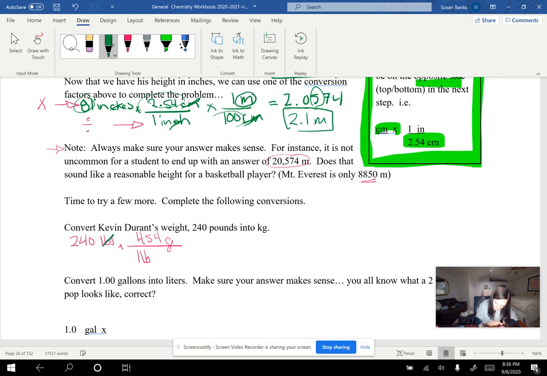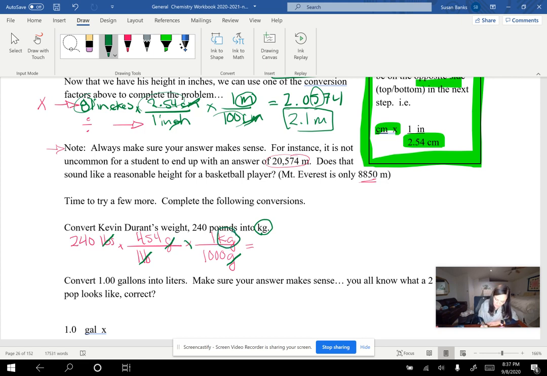Notice my unit of pounds cancels out, and I'm left with grams. But I don't want grams. I want kilograms. So I need to remember how many grams there are in a kilogram. If I remember, kilo means 1,000 times. So I will have 1,000 grams in 1 kilogram. Okay, so that will take my unit of grams, cancel them out, so I'm left with units of kilograms.